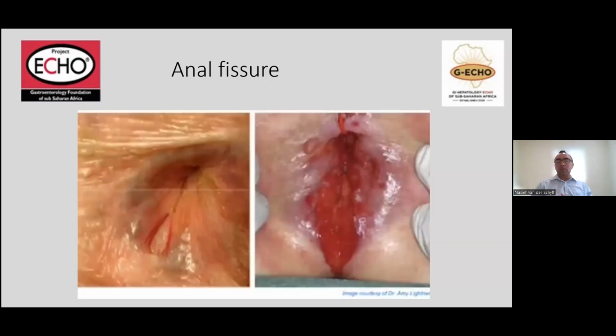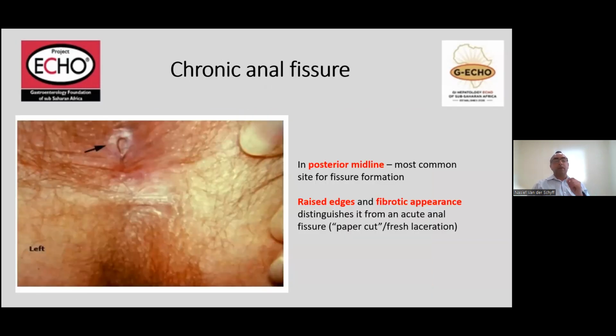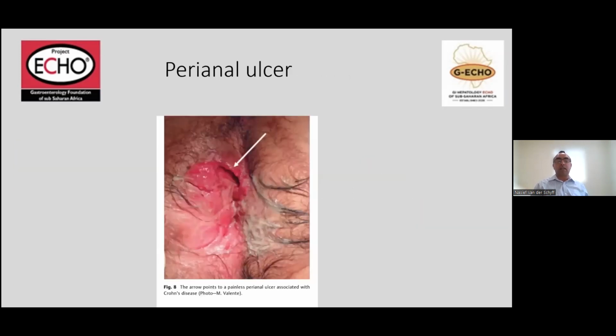Perianal fissures are important, where it may just present with a simple fissure, where it looks almost like a paper cut, as with any other fissure. But in patients with perianal fissures in the setting of Crohn's, there may be some chronicity to it, as shown in the slide on the right. We can see that chronic anal fissures in Crohn's disease tend to be predominantly in the posterior midline, and this typical appearance of raised edges with a fibrotic look pretty much distinguishes it from an acute anal fissure as I showed in my previous slide.